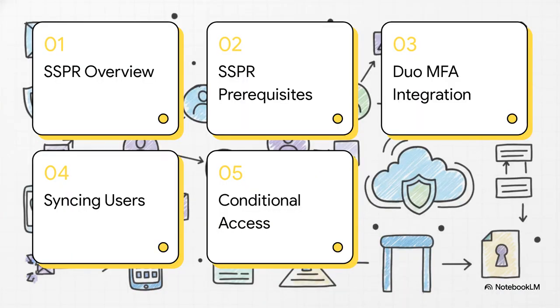Here is our roadmap for today's explainer. We're going to hit self-service password reset, SSPR prerequisites and groups, third-party MFA with Duo, syncing those users, and finally, conditional access with named locations. Let's get straight to it.